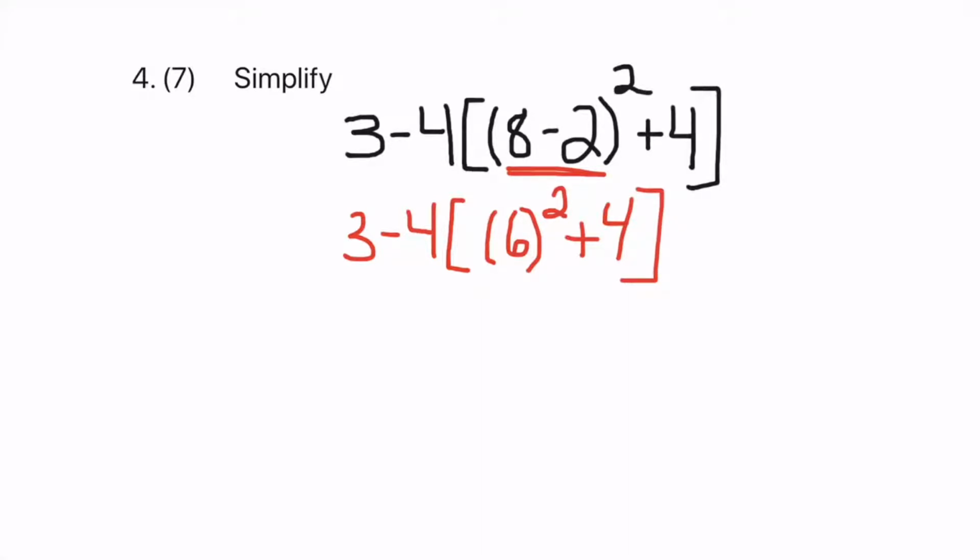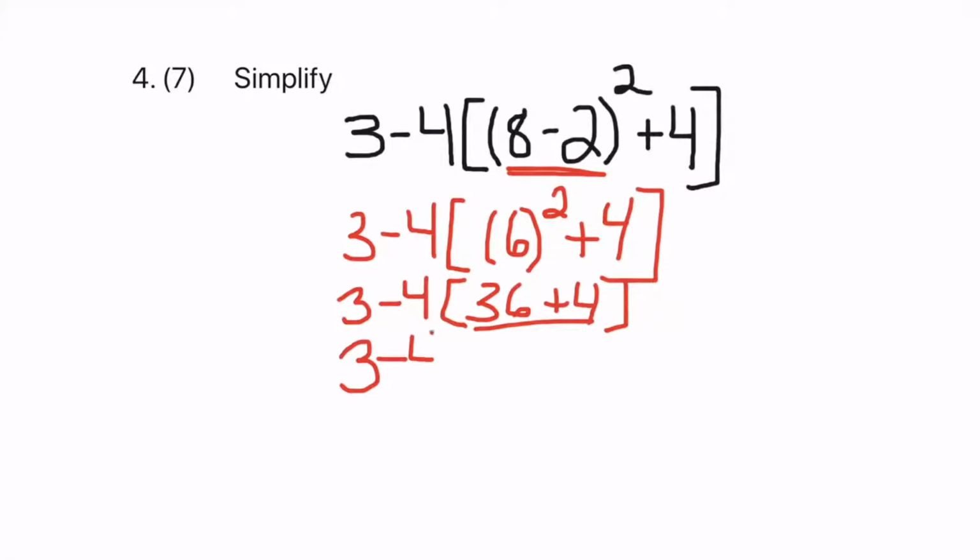Next comes exponents. So we have to do this 6 squared. So again, I'm rewriting everything. That's 36 plus 4. And now we still need to finish everything within our parentheses before we move on to anything else. So I need to do this 36 plus 4. So we still have this 3 minus 4 on the outside. But now 36 plus 4 is 40.